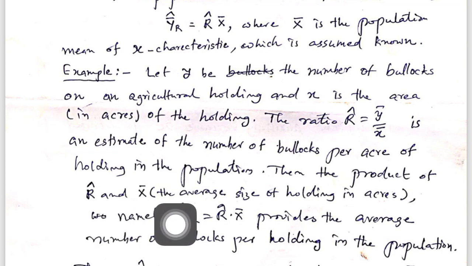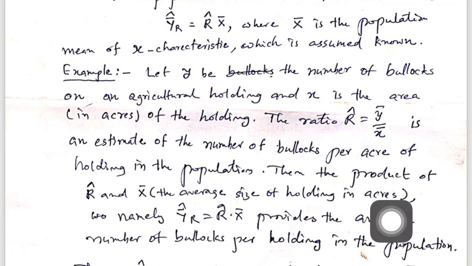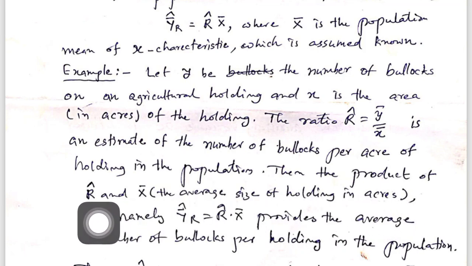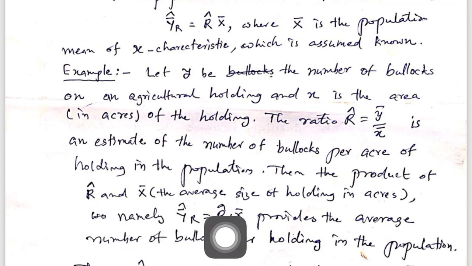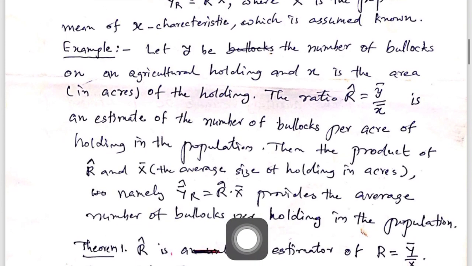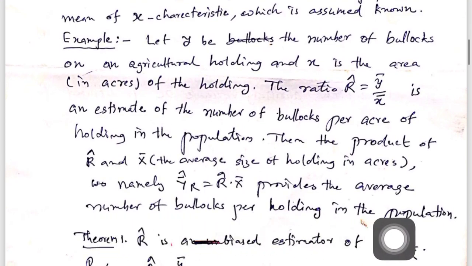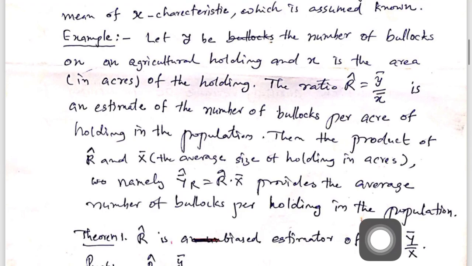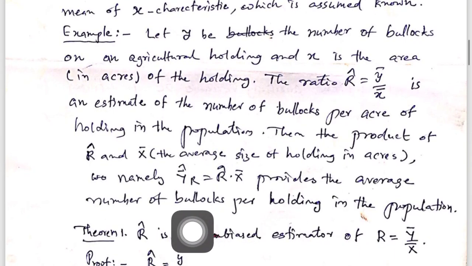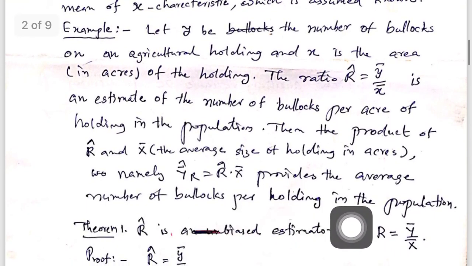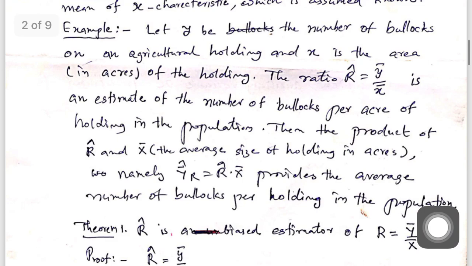Capital X bar is the average size of the holding in acres. Okay, so this r hat multiplied by capital X bar will give you the average number of bullocks per holding in the population. Okay, it provides an estimate of the average number of bullocks per holding in the population.